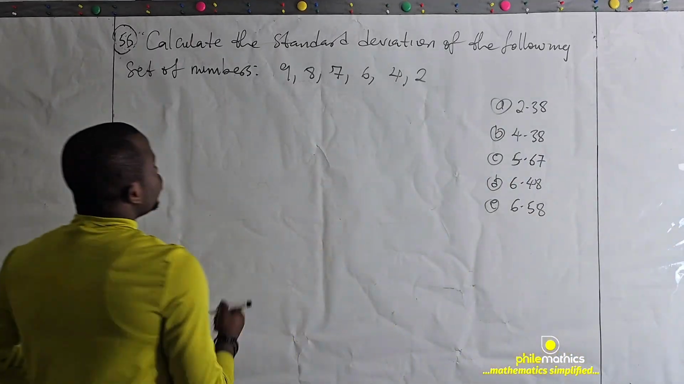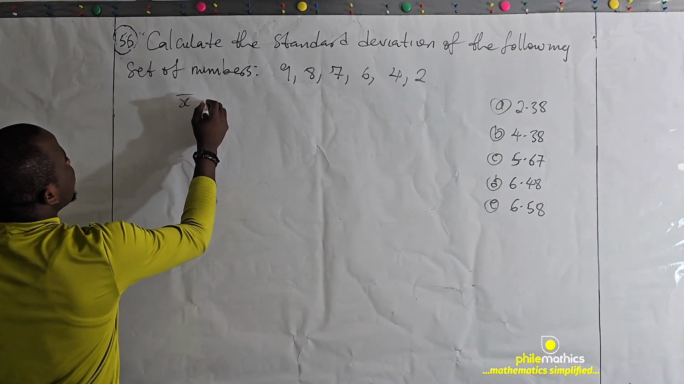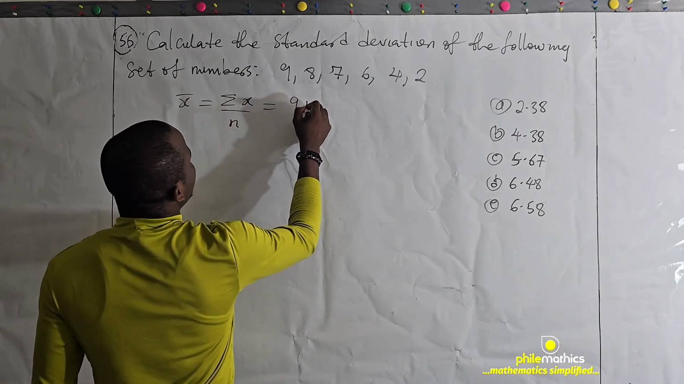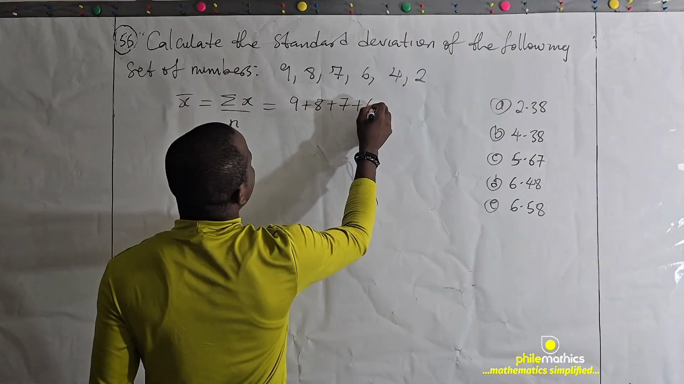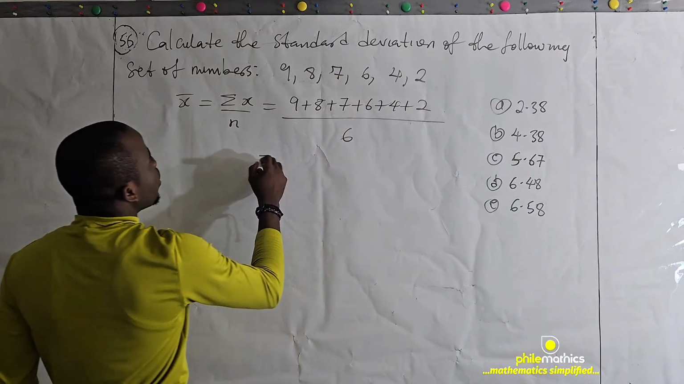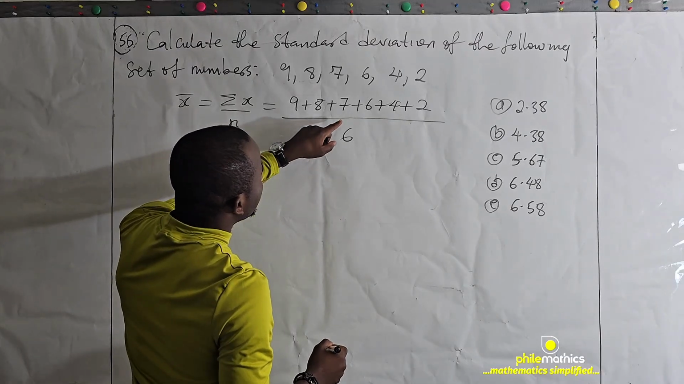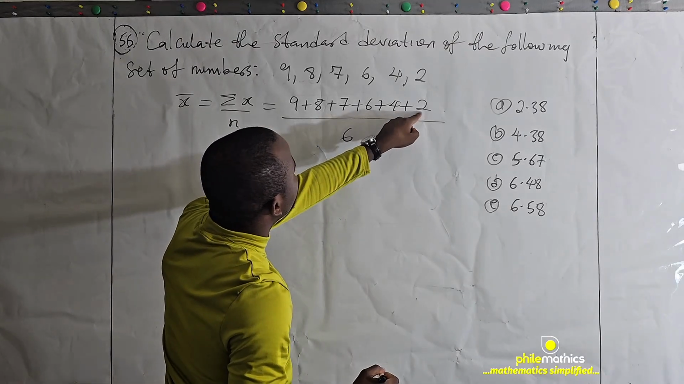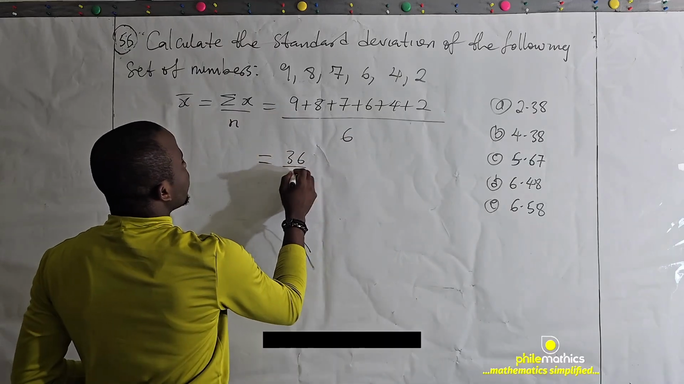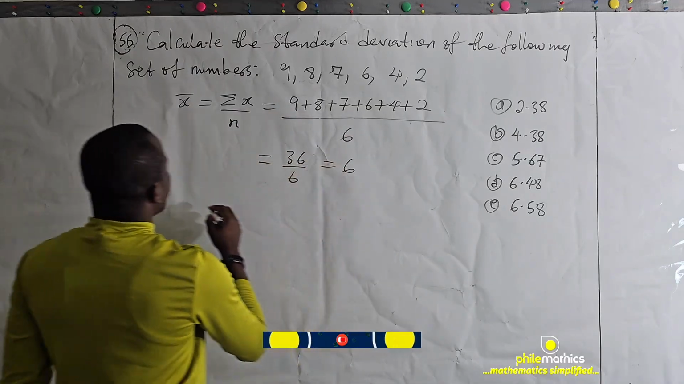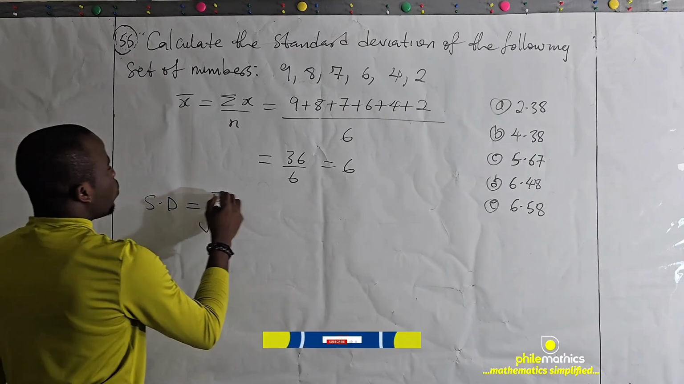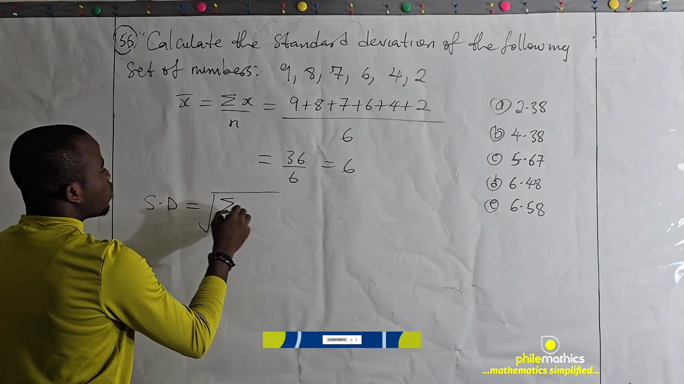So the first thing you want to do is to calculate the mean, which is summation of fx over summation of f. And this is 9 plus 8 plus 7 plus 6 plus 4 plus 2 over how many they are, which is 6. So this is 9 plus 8 is 17, plus 7 is 24, 30, 34, 36. So the mean is 6.